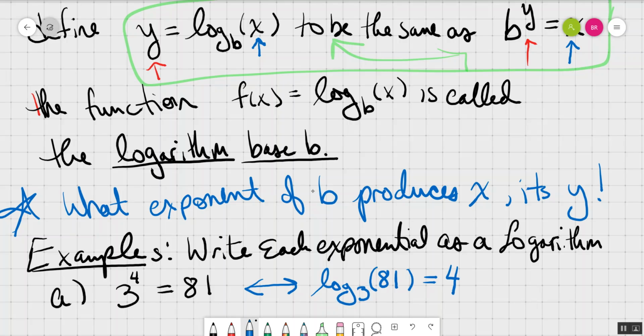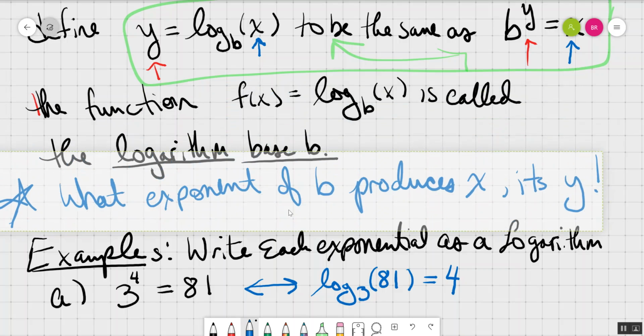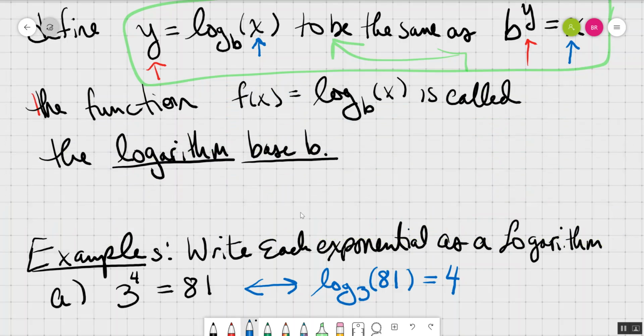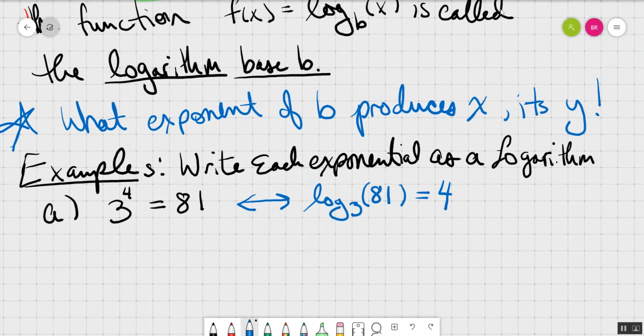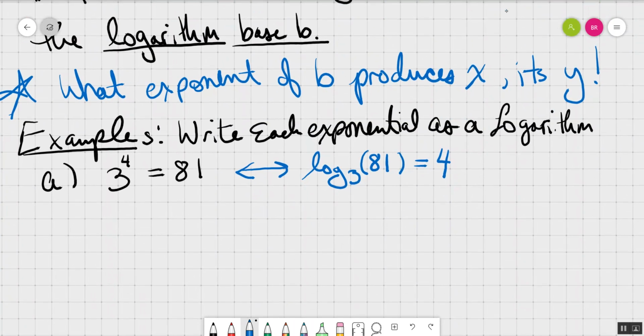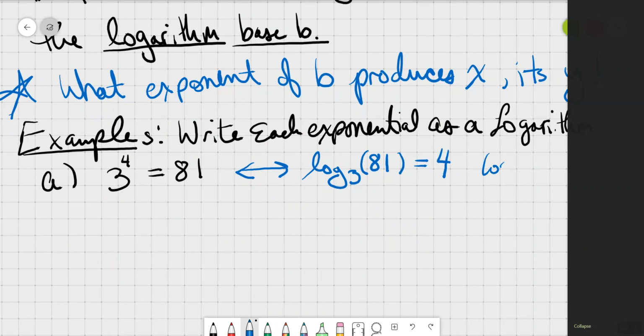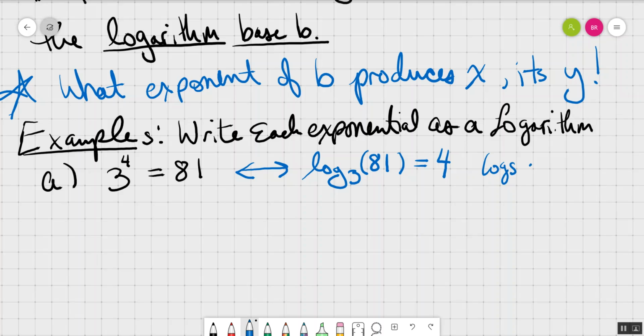So it's 81. Again, what exponent of b produces x? It's y! We're doing it backwards. When you look at the result on the other side of the equal sign, it's always going to be the exponent from the previous exponential. Logs output exponents, which is exactly what we need. Remember that t was in the exponent. I've got to figure out a way to get to it, and this is the first step in doing that.